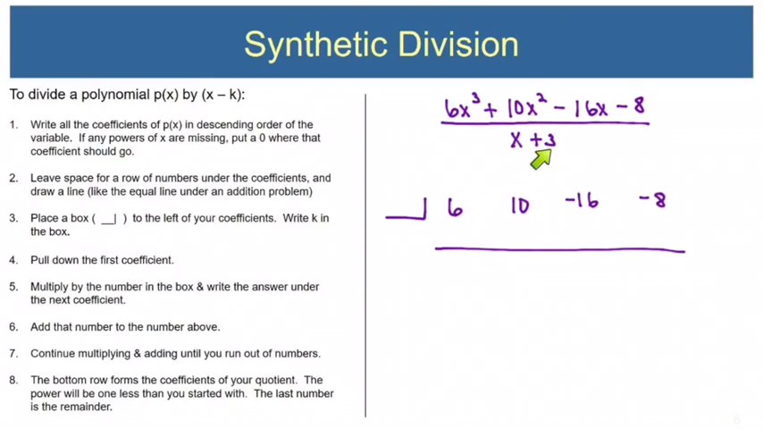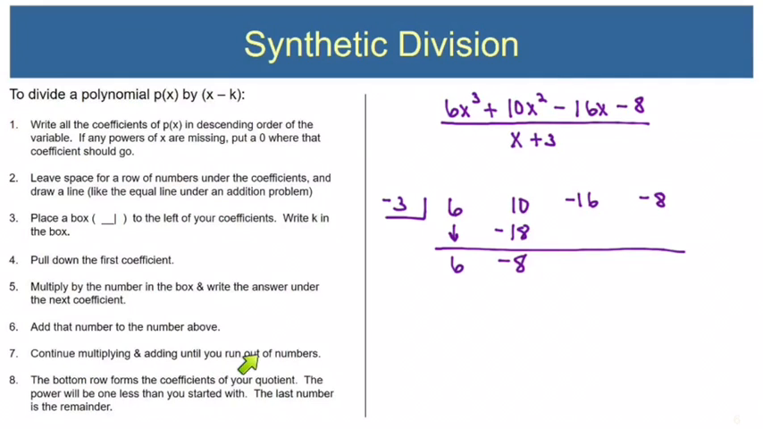Now k, remember, is what makes this equal 0. So that would be negative 3. And now it says pull down the first coefficient. So pull down the 6. Multiply by the number in the box and write the answer under the next coefficient. So negative 3 times 6 is negative 18. That will go here. And now add that number to the number above. 10 plus negative 18 is negative 8.